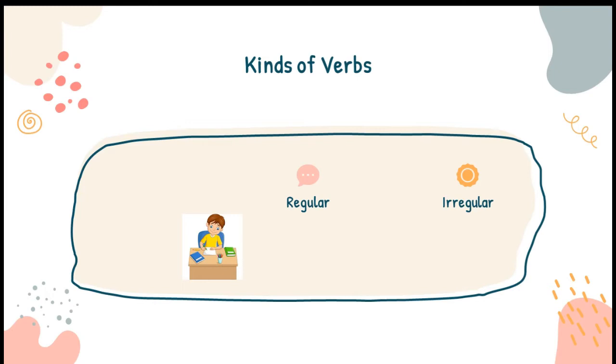Now, let's see this example. Study. Yeah, study here is regular because study will change become studied. So, in regular verbs, you just need to put ed in the end of the word. And how about irregular one? Eat. Yes, eat is irregular verb because eat change become ate and eaten. So, you cannot put ed there. That's why you must memorize it.